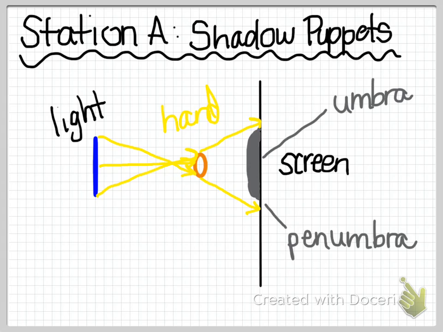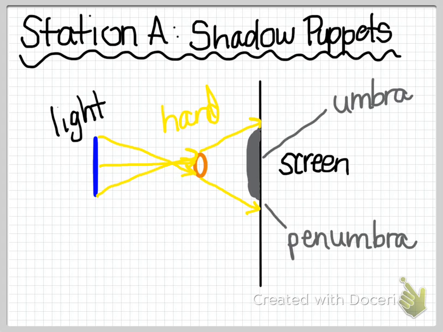So if you look at station A, that was the shadow puppets one, where you had a light source, your hand, and then the screen. If you look at my ray diagram, I made a ray from the top of the light source and angled it down to hit the hand and extended it as well. Only part of that light ray may be hitting the screen, and that's where you get that penumbra, or the lighter gray shadow.